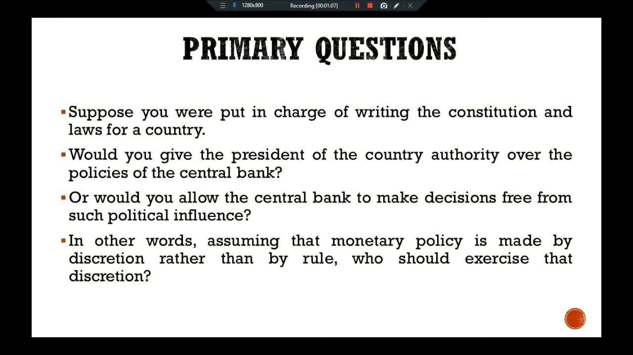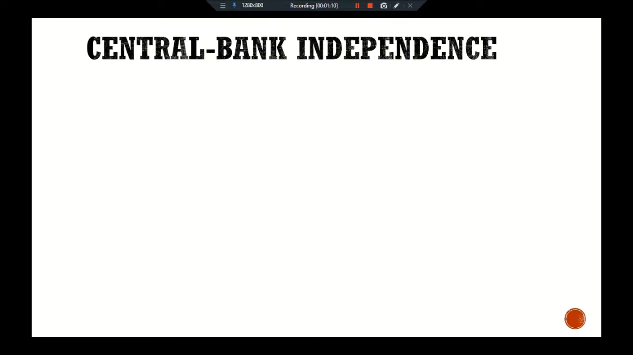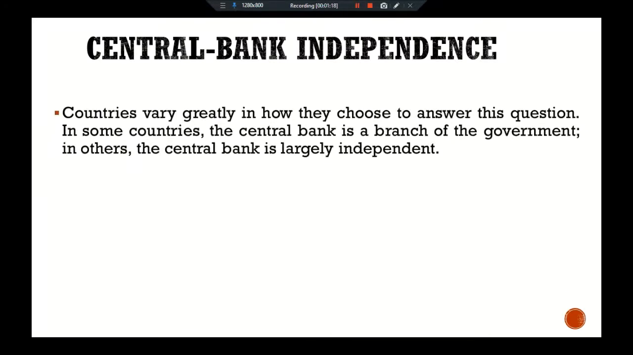Okay, let's discuss central bank independence while giving the answer to these questions. Countries vary greatly in how they choose to answer this question. In some countries, the central bank is a branch of the government. In other words, the central bank is not independent.